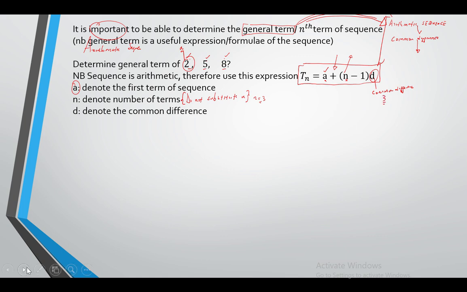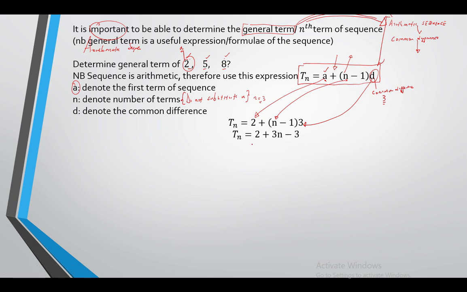Okay, let's carry on. Here I was substituting into the formula. I said a is 2 because a represents the first term of the sequence, and I left n as it is, because when I'm looking for a general term, I don't substitute n. And d is 3, the common difference. Now let's carry on.